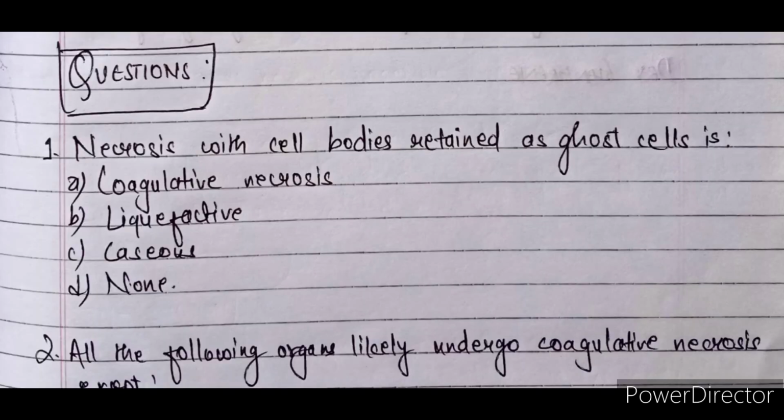Now let's see few questions. Number 1 is, necrosis with cell bodies retained as ghost cells is what? A. Coagulative necrosis. B. Liquefactive necrosis. C. Caseous necrosis. D. None. So what is your answer? Please comment down in the comment section.